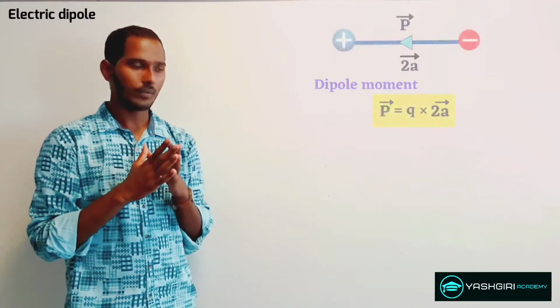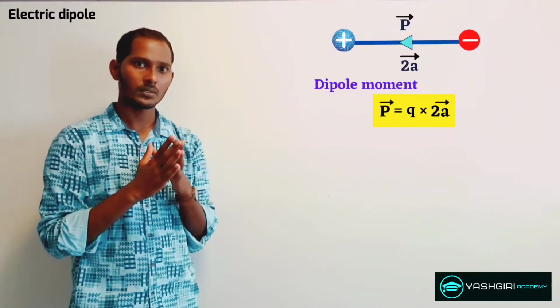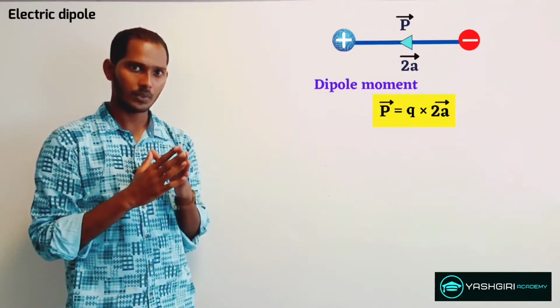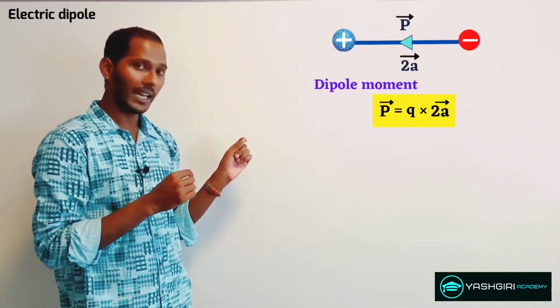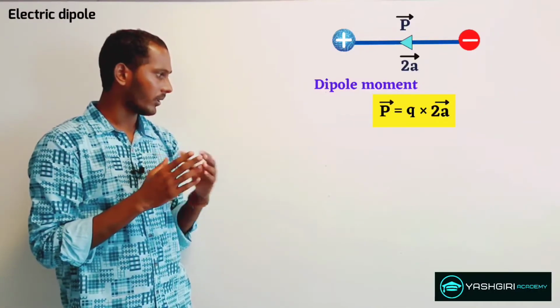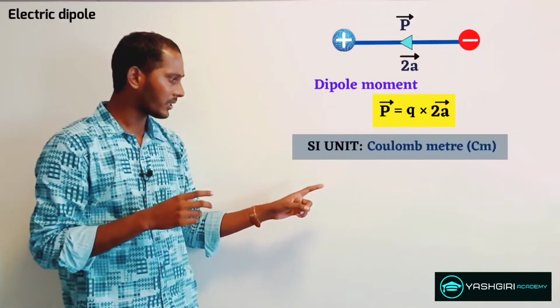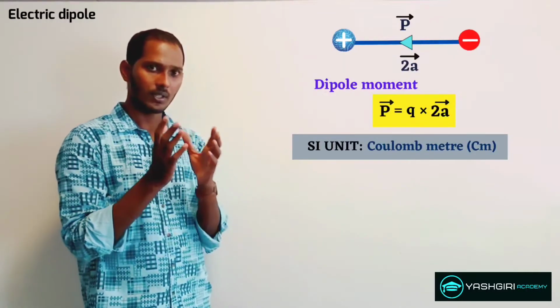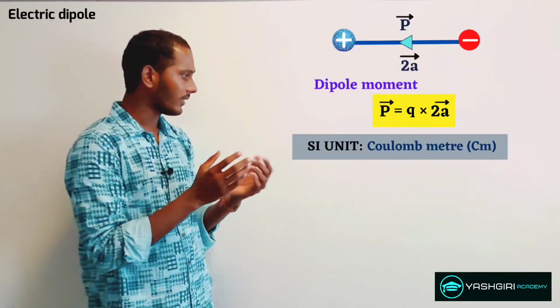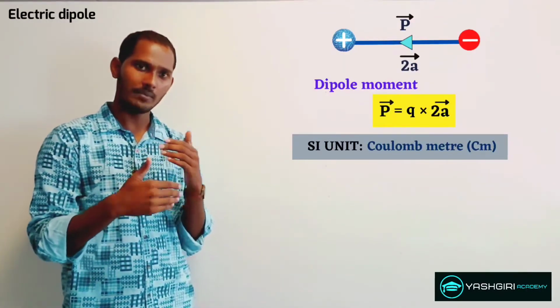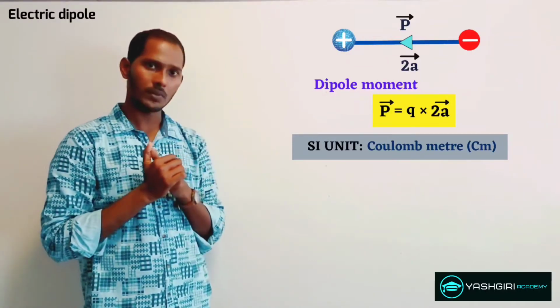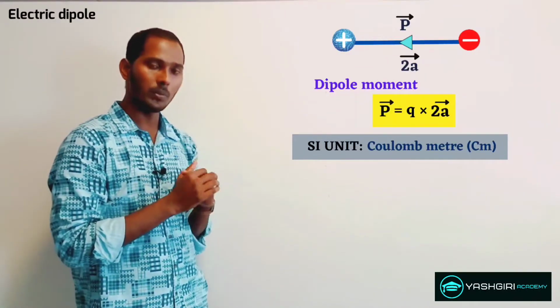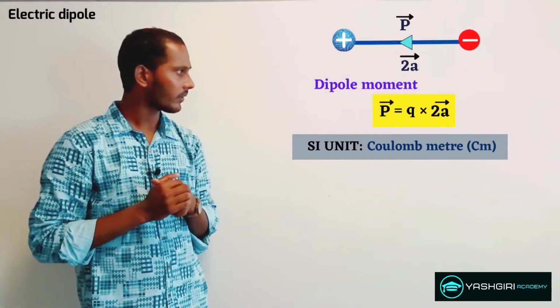Now, if I want to know the SI unit of the electric dipole moment, the charge Q is measured in coulombs and the distance of separation is in meters. So the SI unit of the dipole moment is coulomb meter.